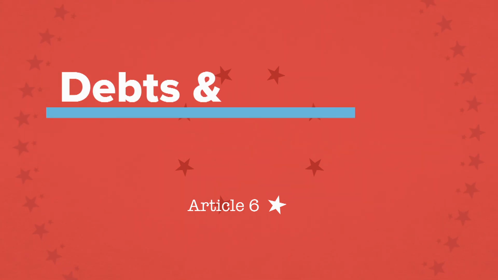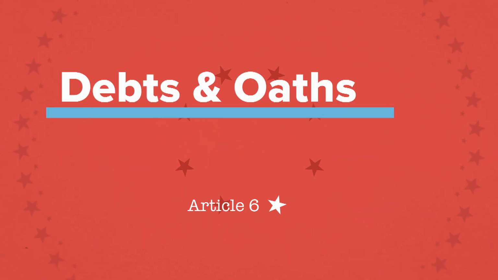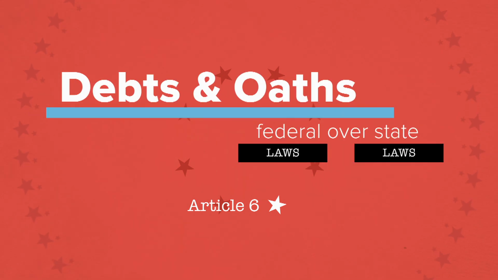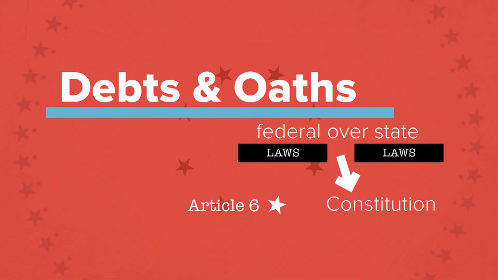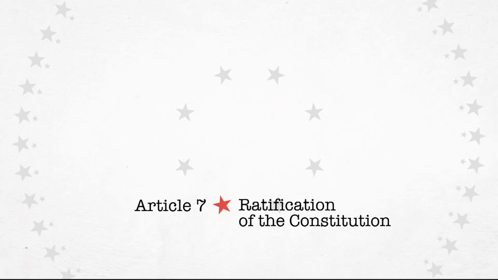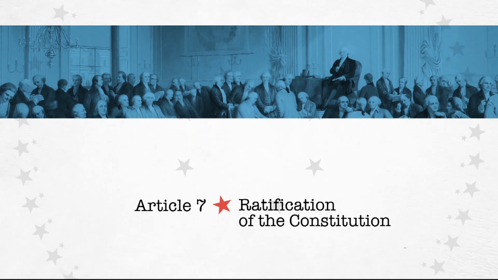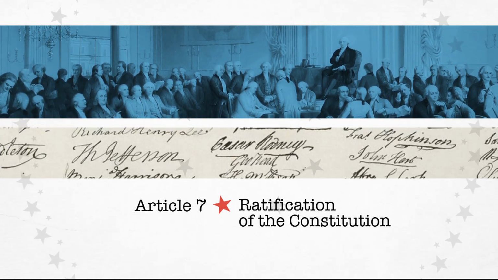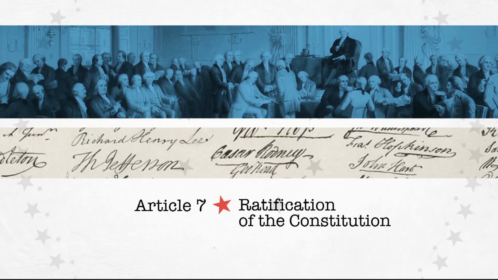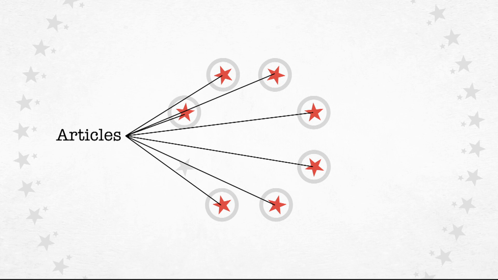Then you get to Article 6, which covers issues like debts and oaths. It also covers the rule of federal law over state law for issues relating directly to the Constitution. And finally, Article 7 focuses on the ratification of the Constitution. It's followed by the names of the 39 framers who signed it, listed with the states they represented. So that covers the 7 articles of the Constitution.